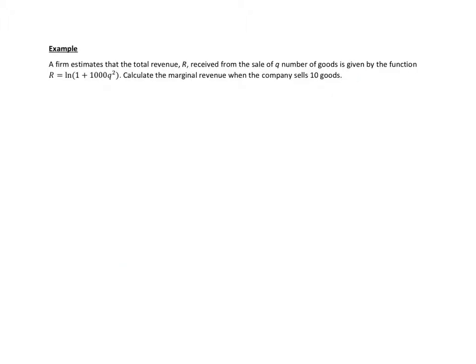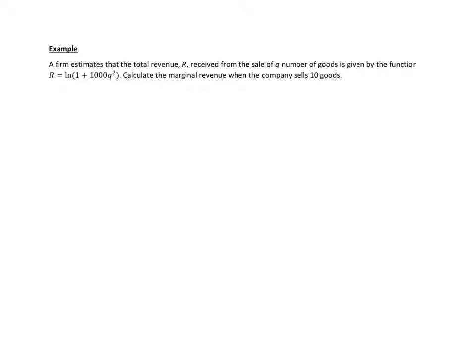So again, we know the derivative tells us a rate of change. So here we're going to look for a rate of change, and we're going to have to use the chain rule. This says a firm estimates that the total revenue R received from the sale of Q number of goods is given by the formula R equals the natural log of 1 plus 1,000 Q squared. Calculate the marginal revenue when the company sells 10 goods.